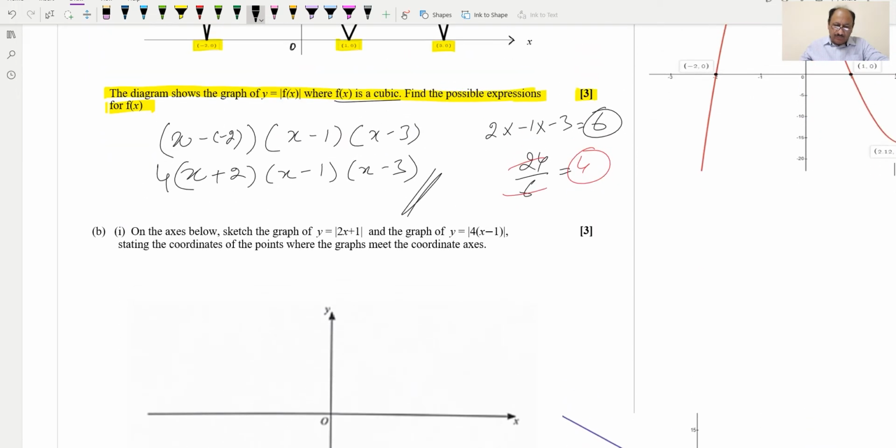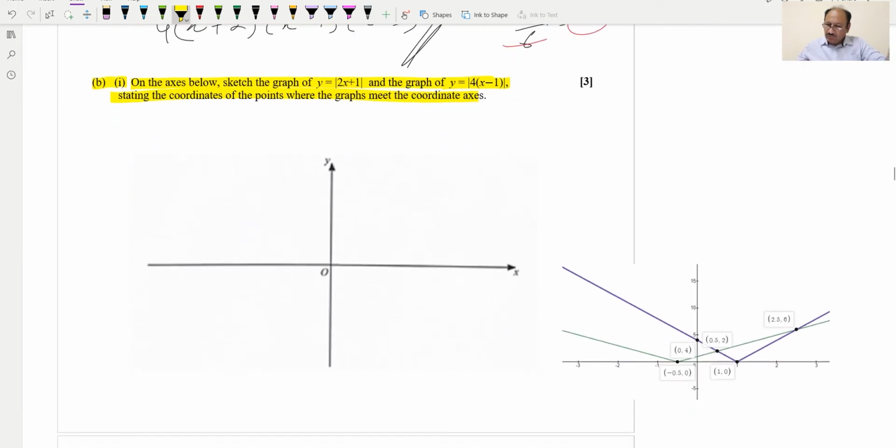Now for the B part, they are saying, part 1, on the axes below sketch the graph of y equal to mod 2x plus 1 and the graph of y equal to mod 4x minus 4, stating the coordinates of the points where the graph meets the coordinate axes. So this is the graph which I have inserted. I will explain the previous graph also and this one also in a while.